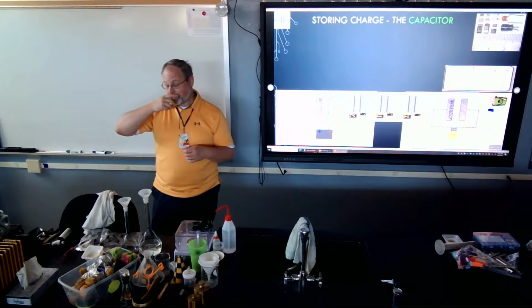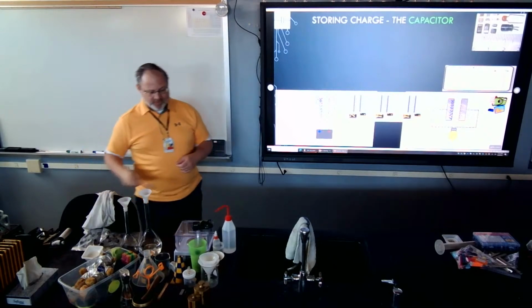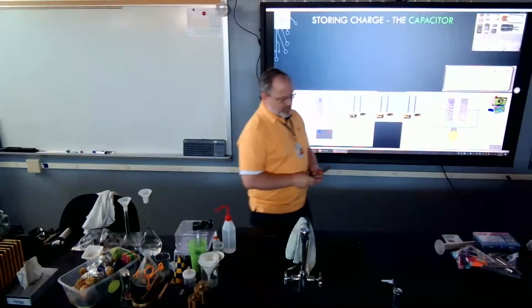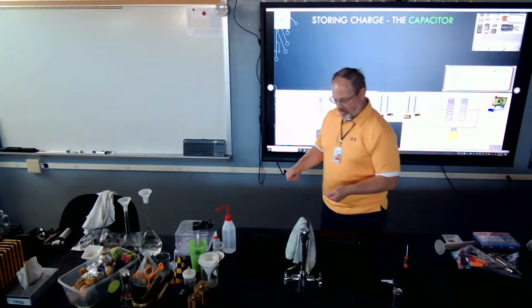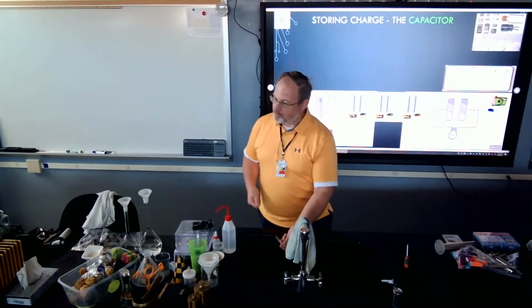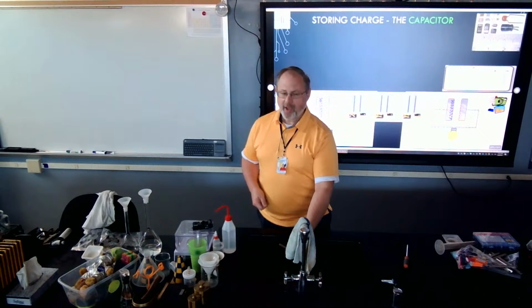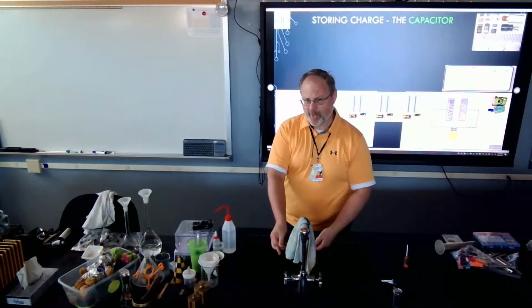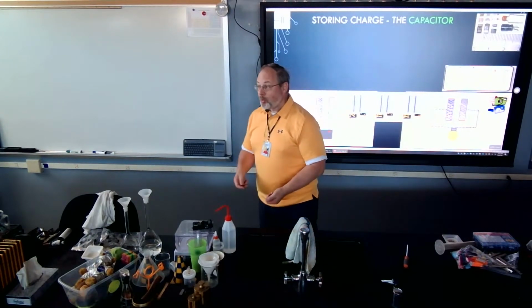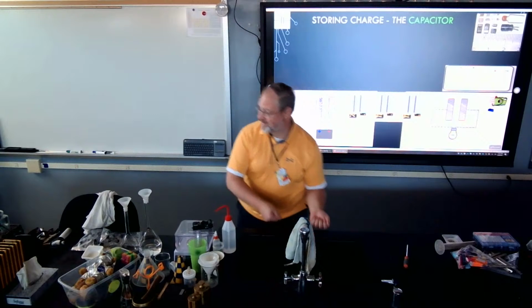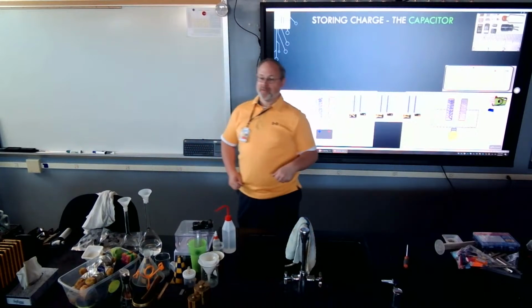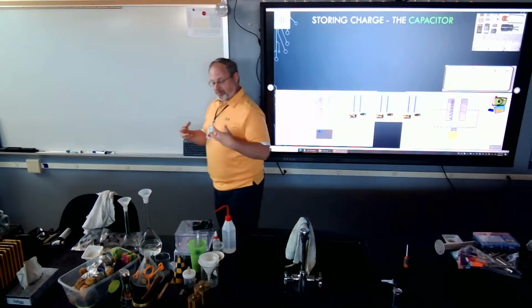A capacitor is kind of like if you had a bucket and this was the only source of water you had, but you really wanted to douse somebody. Well, it would be more effective to just fill up a bucket and then dump it on somebody. That's what a capacitor does. It builds and builds and builds and dumps.